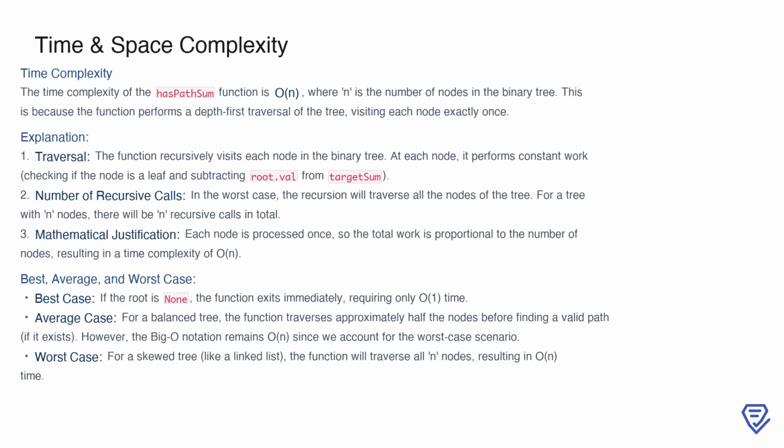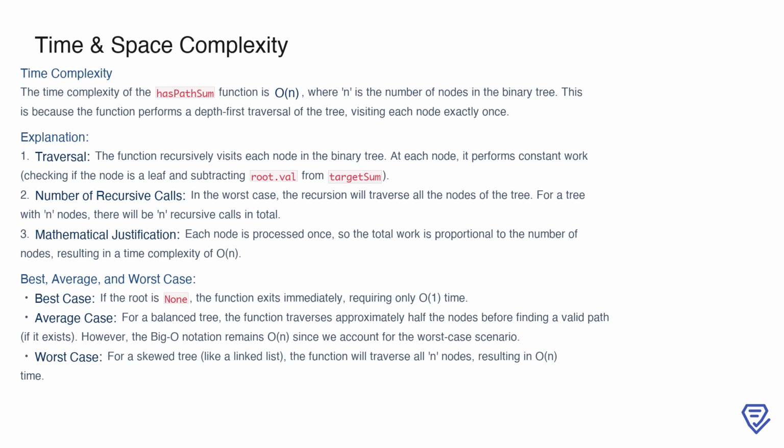The time complexity of the hasPathSum function is O(n), where n represents the total number of nodes in the binary tree. This is because the function uses a depth-first traversal, visiting each node exactly once. At each node, the function performs a constant amount of work, such as checking whether the node is a leaf and subtracting its value from the target sum.